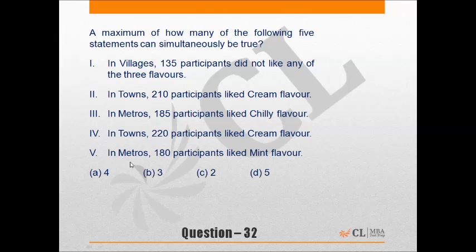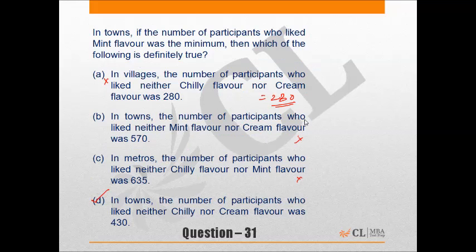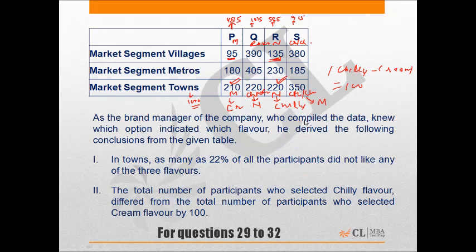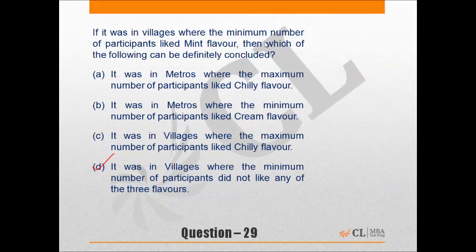A maximum of how many of the following 5 statements can simultaneously be true? So here in this question, we have to assume one statement, and accordingly we have to proceed in such a manner so that we can get a maximum number of statements true simultaneously. So let's take the first statement. It states in villages 135 participants did not like any of the 3 flavors, which means R stands for none in this scenario when the first statement is assumed true.